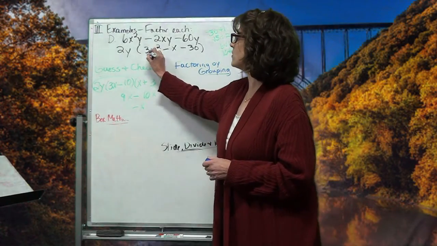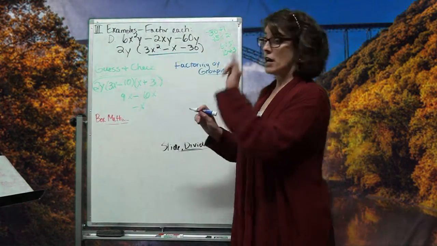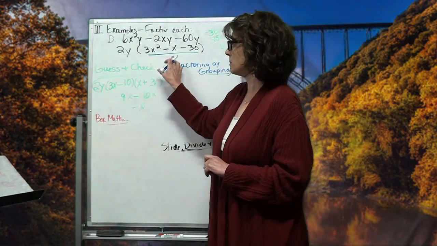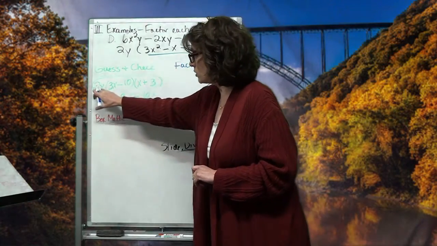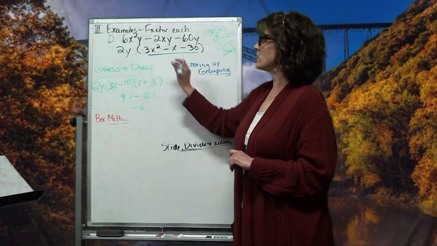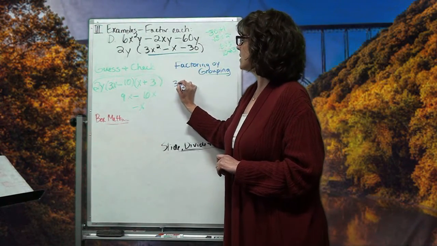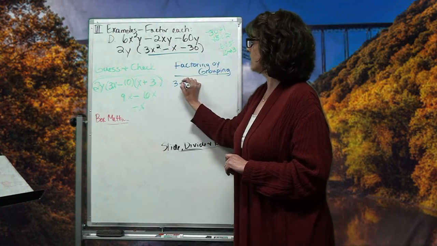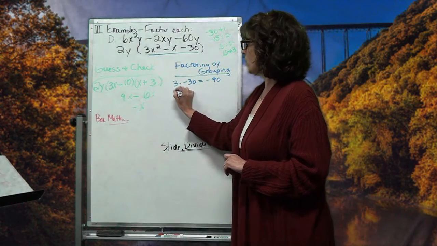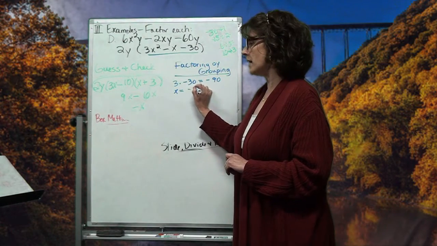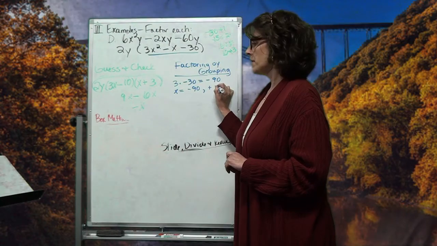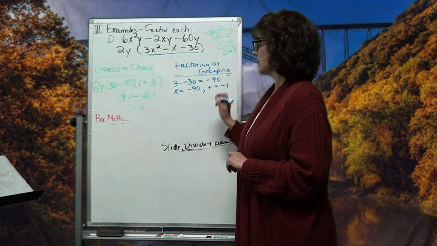Now remember, factoring by grouping only takes care of this. And don't forget, keep that 2y sitting out front there, because when I FOIL this, it only gets me to here. I need to distribute the 2y through there to get back to the beginning. So this factoring by grouping only factors this part. I'm going to take that 3 and multiply it by that negative 30 in the back, creating a negative 90. So I want two numbers that multiply to negative 90 and add up to this negative 1 in the end.